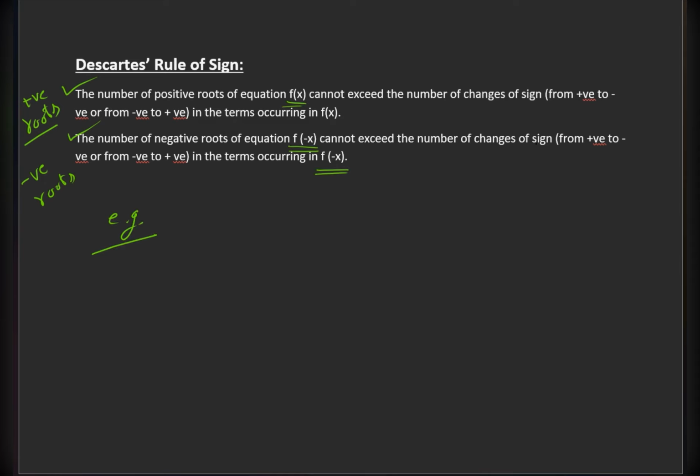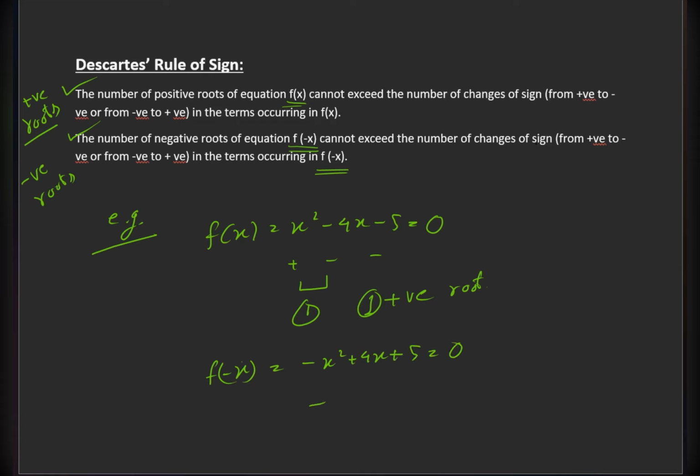So let us take an example. Let f(x) = x² − 4x − 5 = 0, signs plus, minus, minus. So one change of sign, so one positive root. For f(−x), it will be x² + 4x − 5 = 0, so minus, plus, plus. So one change of sign, so one negative root.